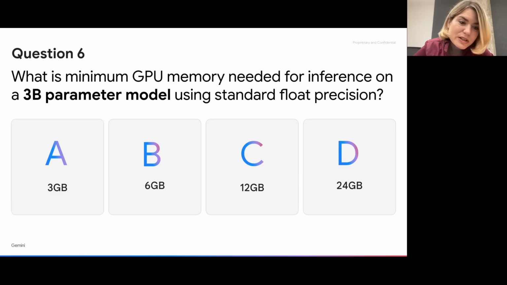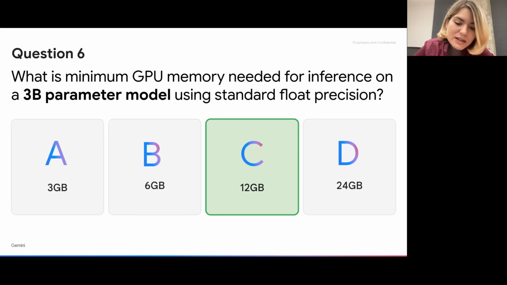But I'm going to start counting down. 5, 4, 3, 2, 1. C, 12 gigabytes. If you got this right, I am extremely impressed. This was easy to miss and is also something that is really, really increasingly important as we're starting to get smaller models available for inference.